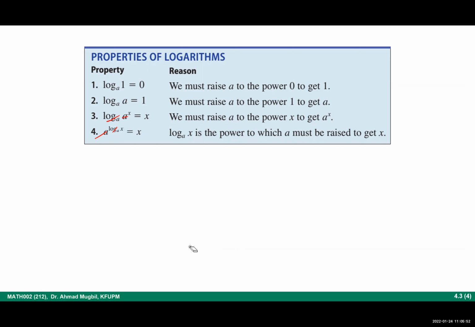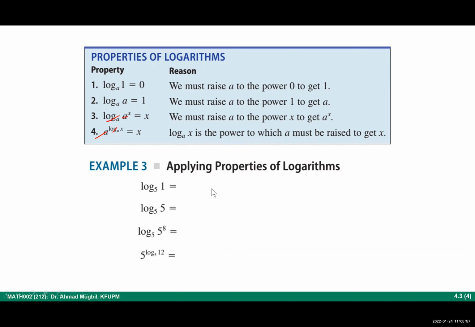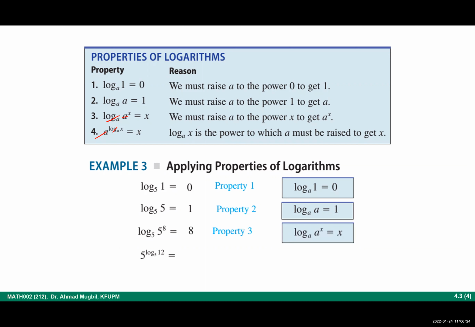Okay, so let's start with you, please. Over there, log 5 of 1. Why? 5 to the power 0 is 1. Yes, you are right. This is property number 1. Next, please. Log 5 of 5. 1. Why? This is property number 2. And log 5 of 5 to the power 8 is 8. This is the cancellation property, the inverse function property. The same for the last one.